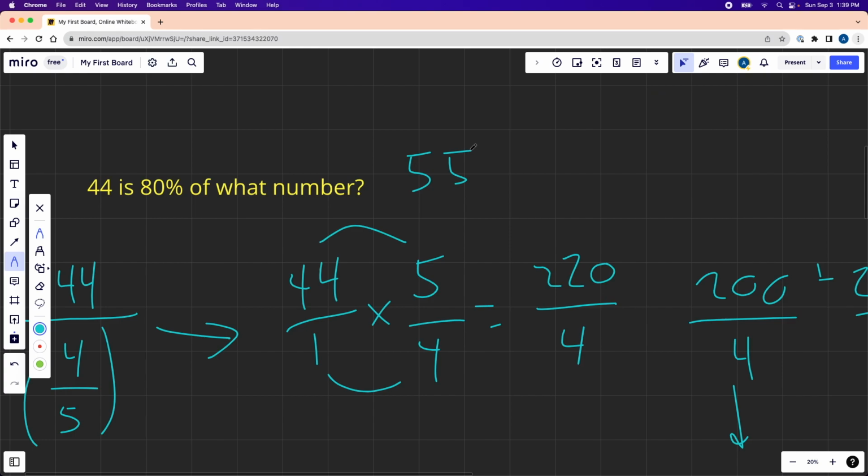But again, those are the two main ways that I know of working with percentages and fractions and figuring out the percentages of different numbers.